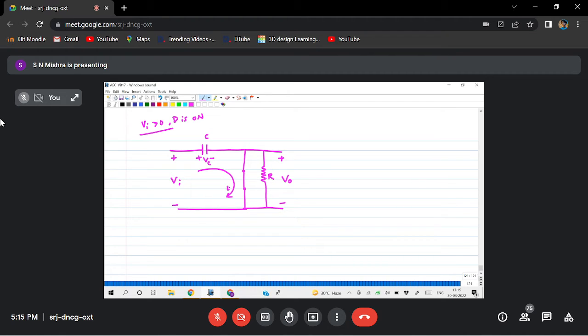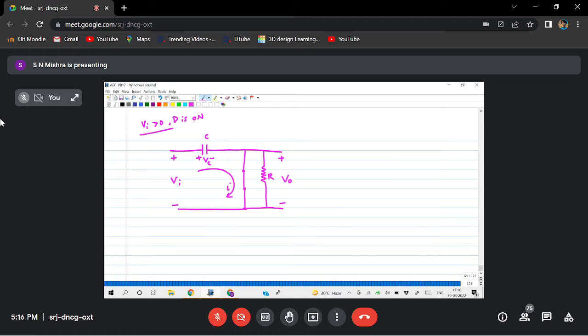Current will flow in this direction. Is it clear? Short circuit the diode because the diode is on. During that, current will flow across this circuit. So current is flowing, which means the capacitor will charge.